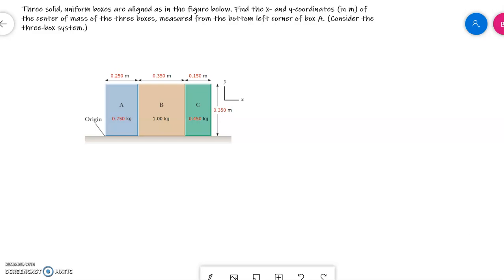This video is for section 8.2, number 10. Three solid uniform boxes are aligned in the figure below. Find the x and y coordinates of the center of mass of the 3 boxes, measured from the left corner of box A. Consider the 3-block system.